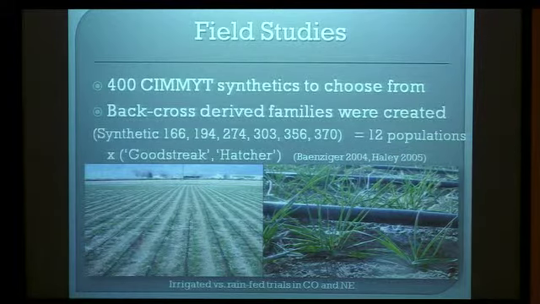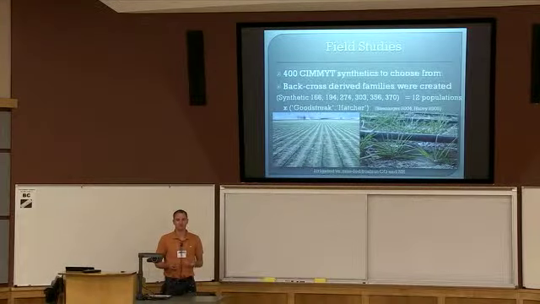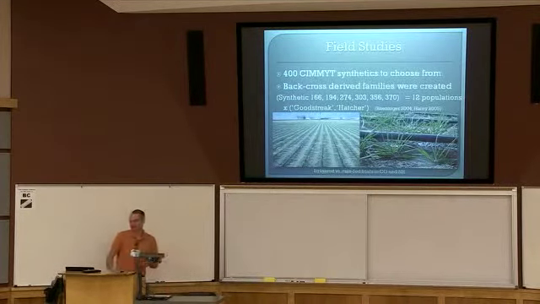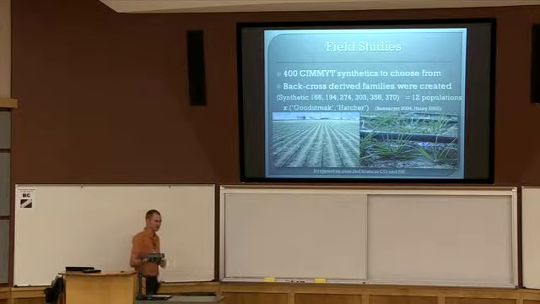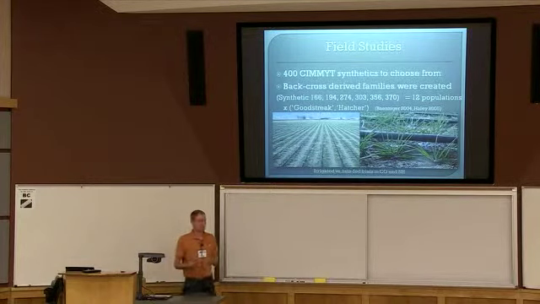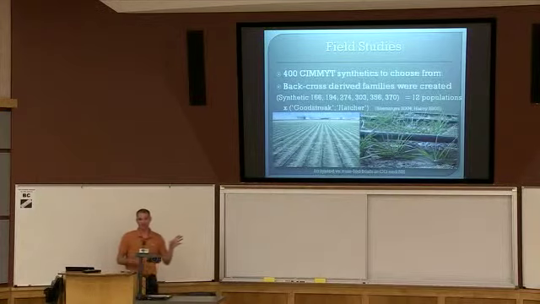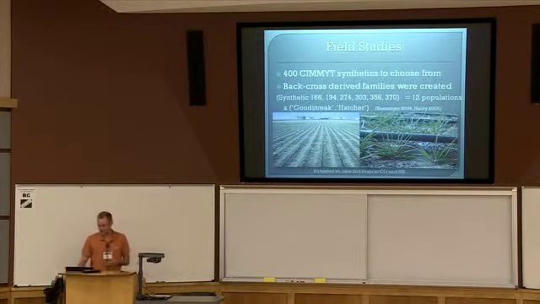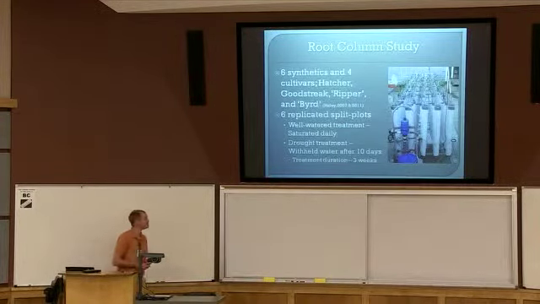Each of those were then crossed and back-crossed to the 2 local cultivars, Hatcher and Goodstreak, which are locally adapted to Colorado and Nebraska. So these 12 different populations that were created from this were then tested in the field, in 8 different environments for yield and drought tolerance through Colorado and Nebraska. And from this, we actually saw some slight improvement, just a slight improvement in yield for a few of those back-cross derived families, in relation to some of those recurrent parents. So there was some cautious optimism about what we've seen.